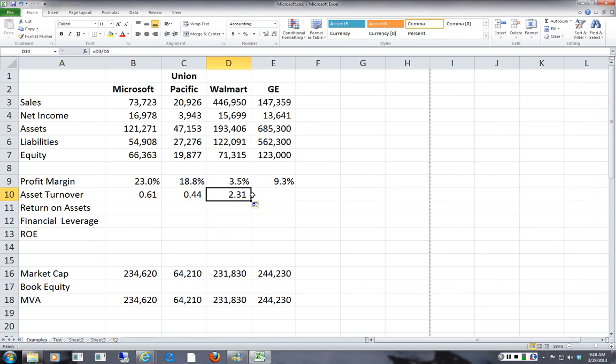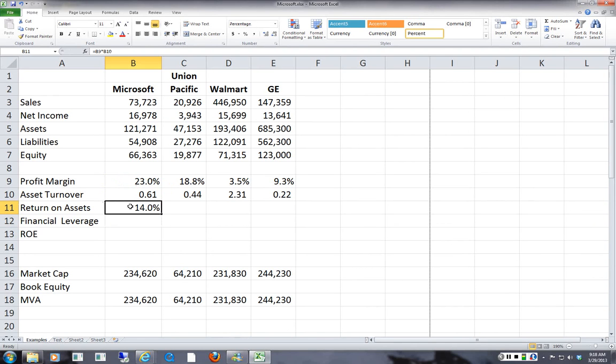So Walmart stores are open a long time, aren't they? Often 24 hours a day. GE's only 0.22. So now the return on assets is the profit margin times asset turnover. This is the DuPont method of analysis.